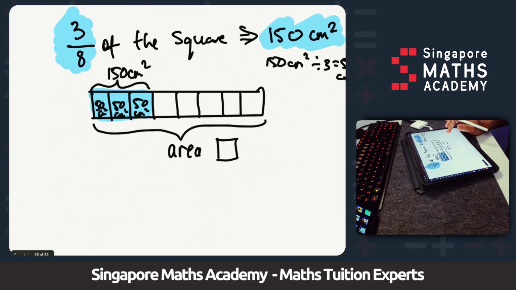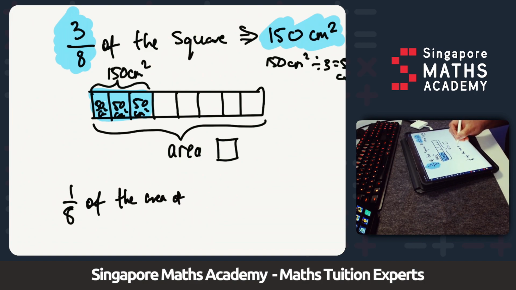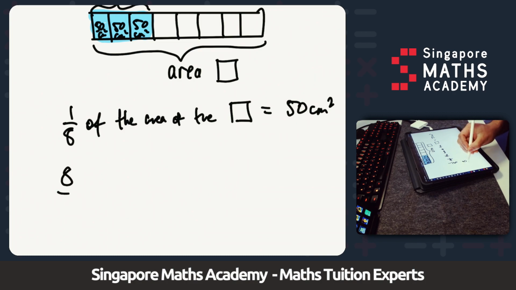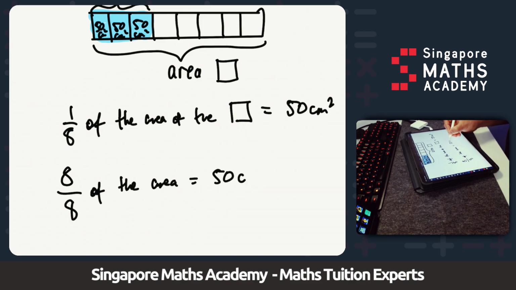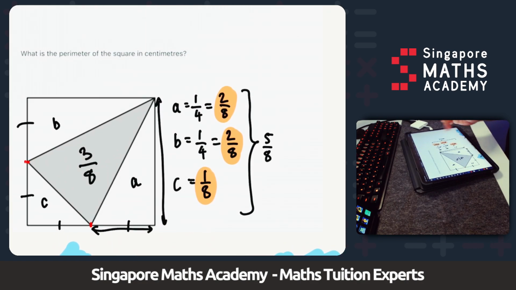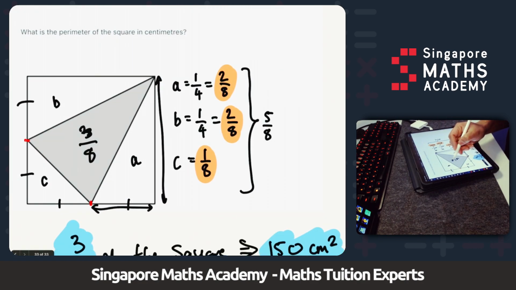Okay, so now I know that 1/8 of the area of the square is equal to 50 square centimeters. And therefore the area of the square, which is 8/8, which means the whole square, is equal to 50 square centimeters times 8, which is 400 square centimeters. Which makes it really nice, because now I know the whole square is going to be 400 square centimeters.